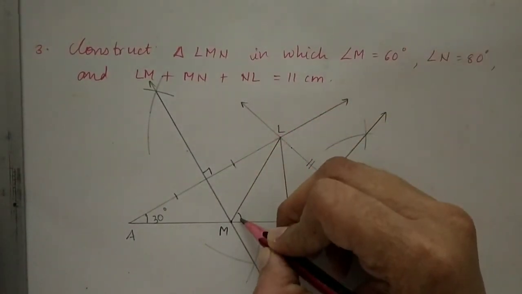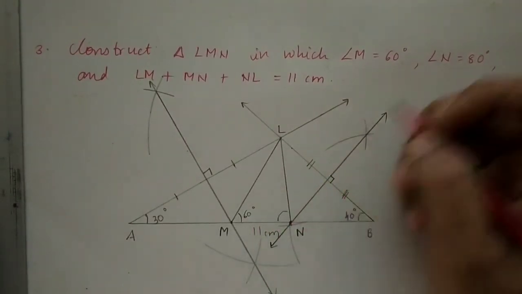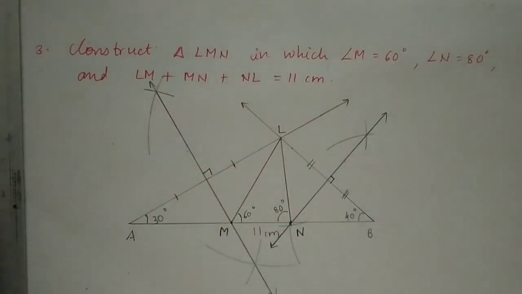Also, you will show the measure of angle M as 60 degrees and angle N as 80 degrees. Thank you.